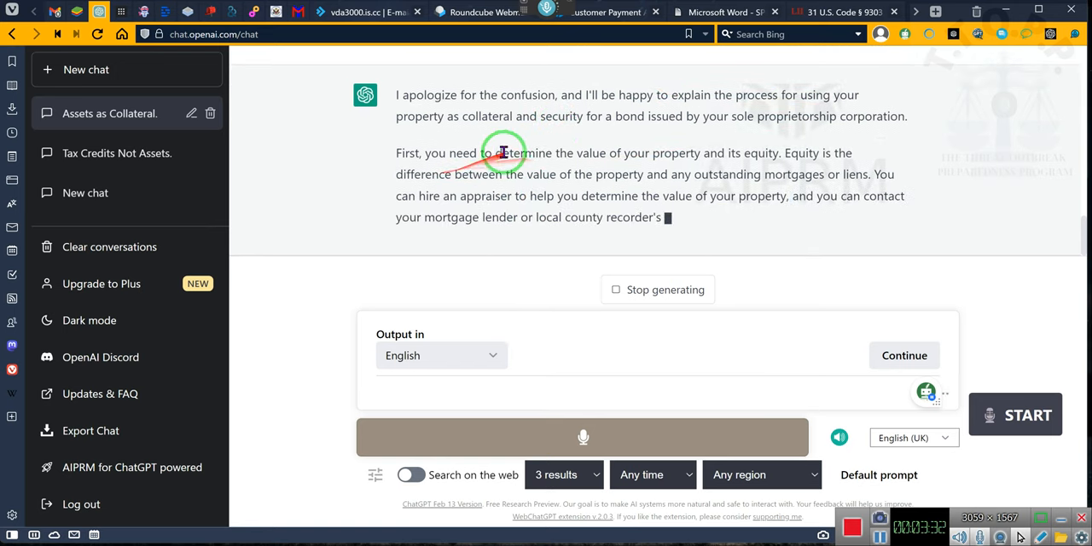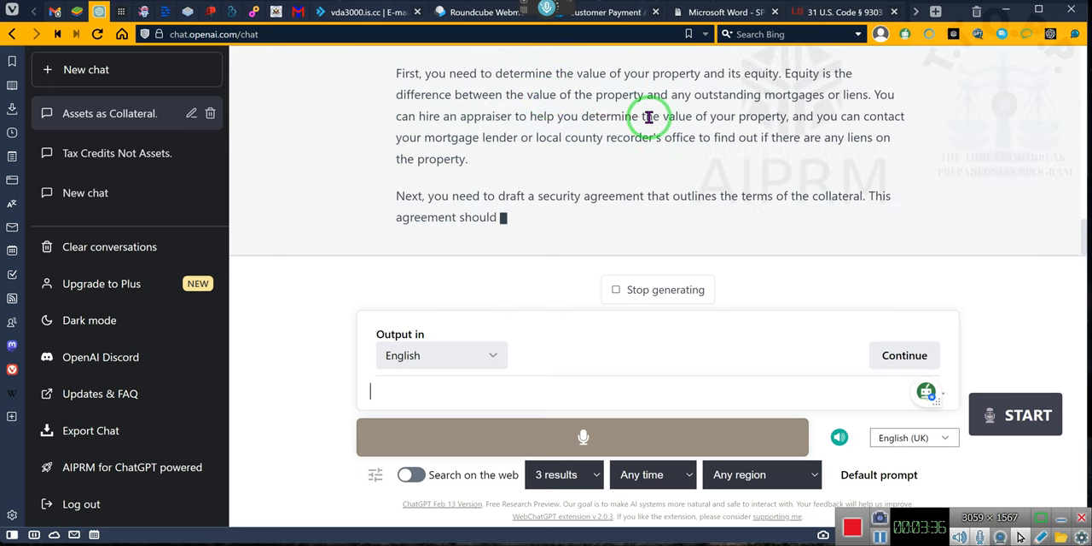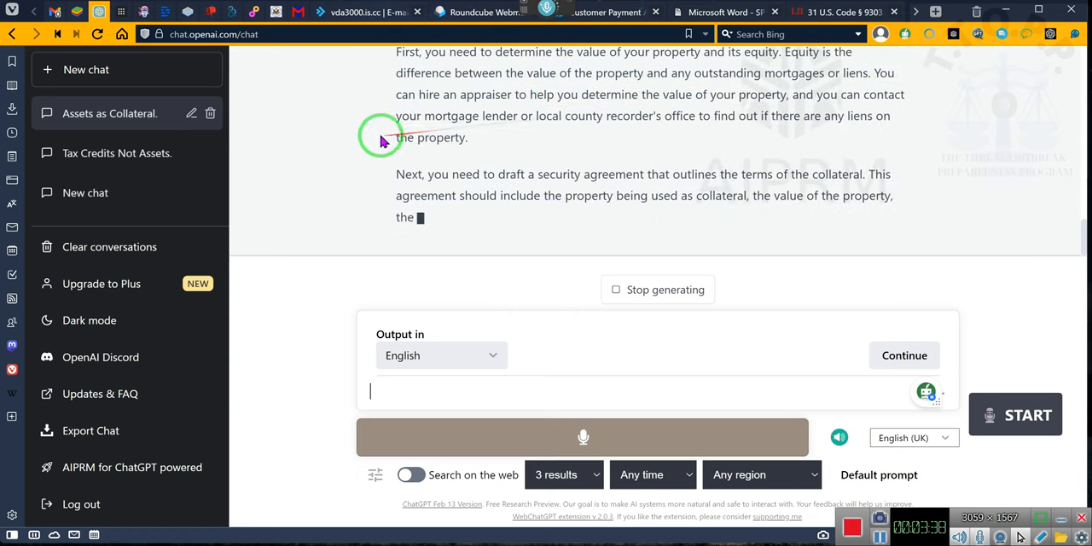Be happy to explain. First, you need to determine the value of your property. Equity is the difference between the value of the property and the outstanding mortgage or liens. And you can hire an appraiser.